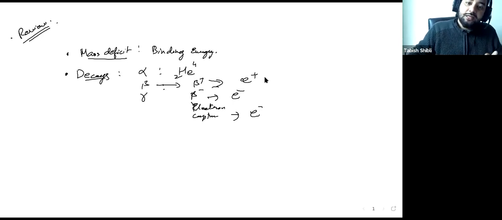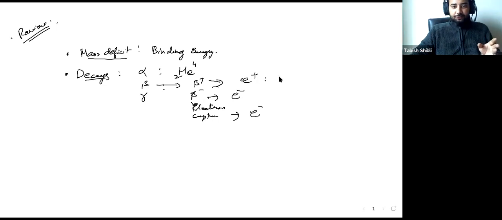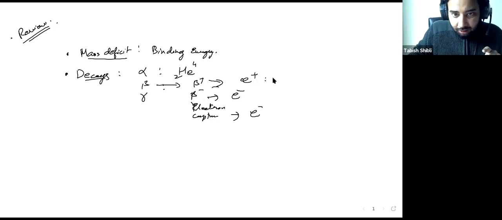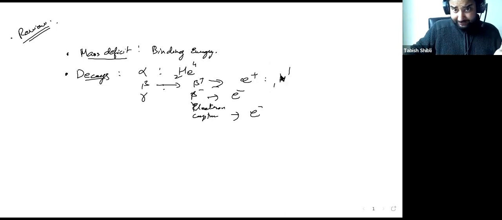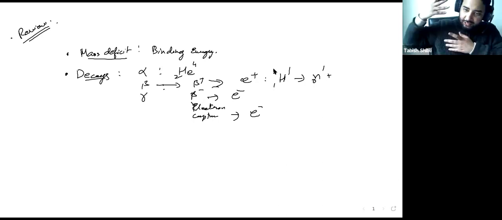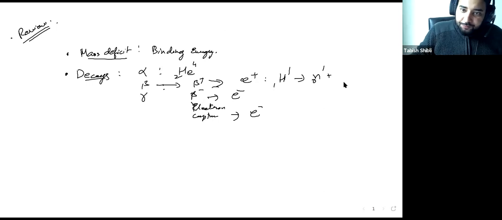So when is a positron released? When a proton is breaking down, or let's just call it a hydrogen nucleus. It's the same thing as a proton, right? The hydrogen nucleus. So if this breaks down into a neutron, the charge comes out in the form of a positron and a neutrino. This is called a beta plus decay.